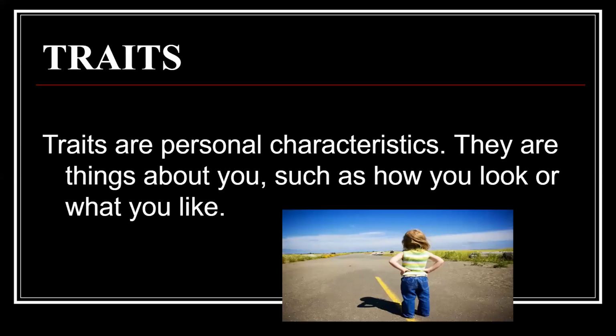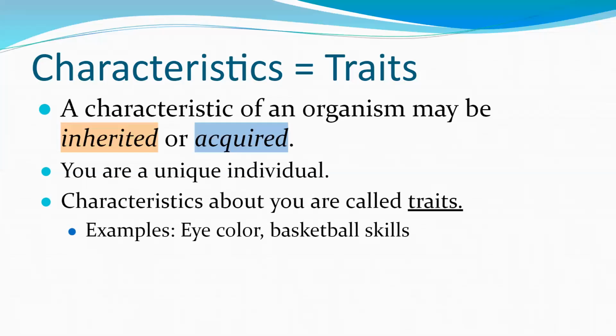Our first vocabulary word is traits, and traits are personal characteristics. Your traits are things about you, like how you look or what you like. So characteristics and traits mean the same thing. A characteristic of an organism can either be inherited or acquired, and those are our two important words.